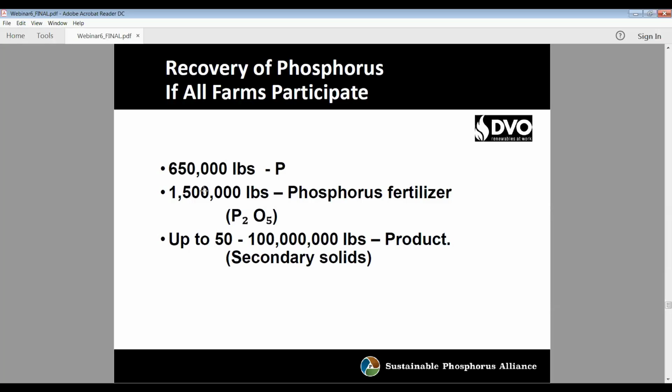And that's contained in a much larger mass of solids, which is removed with this technology. As you can see, you can just do the math, it's approximately 1.5% phosphorus in the solids that are taken off the dissolved air flotation system.